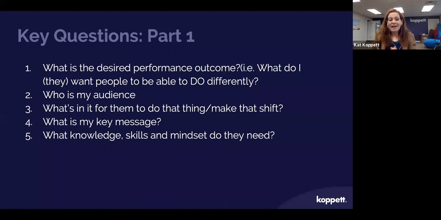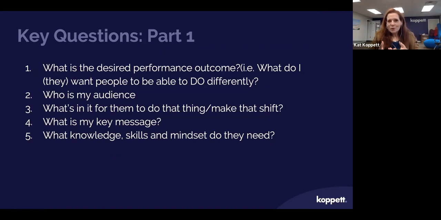And given that, what is my key message or the moral of my story? It's where those two things meet, what we want them to do differently, and who they are and what they care about, that becomes the moral of the story of this training for these people.